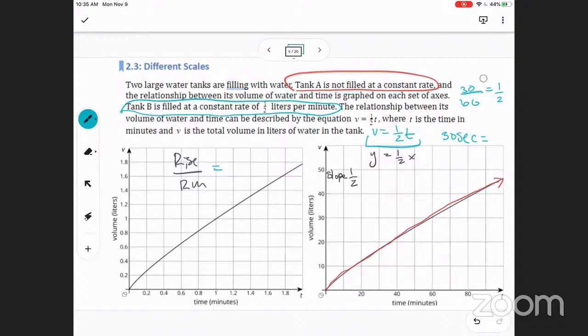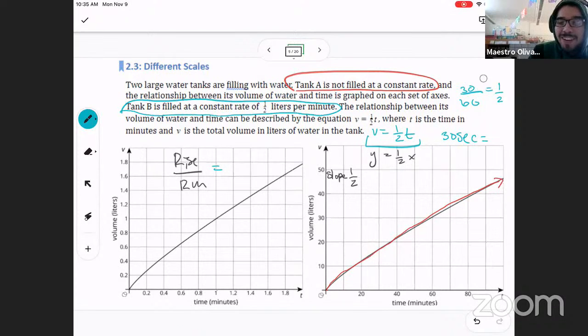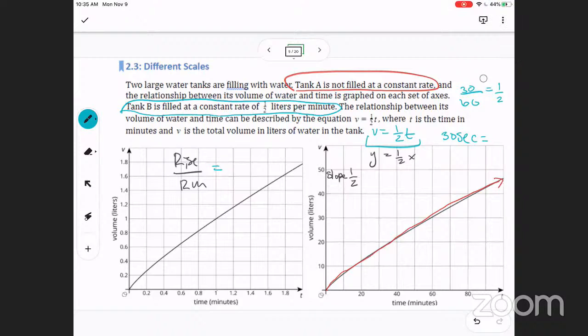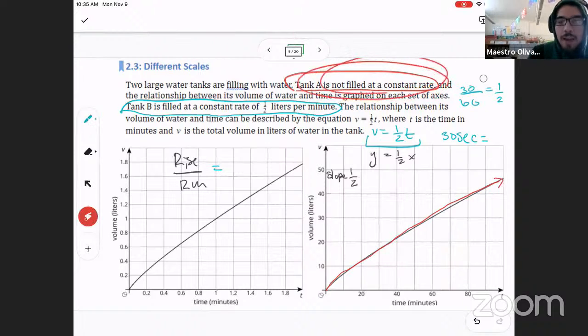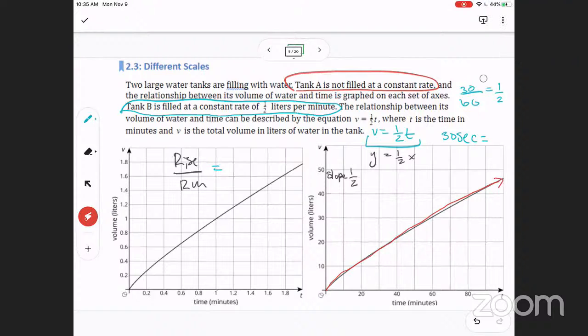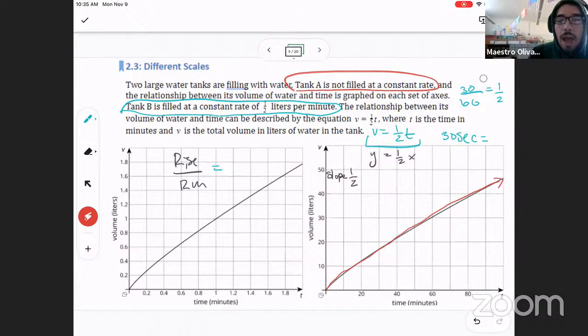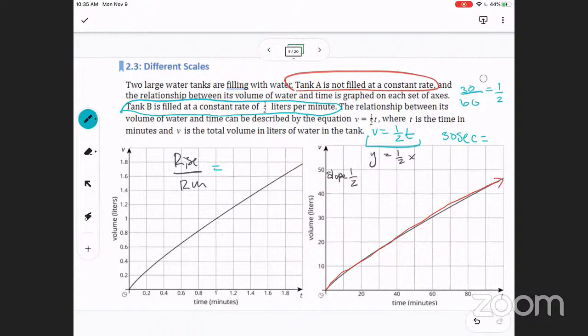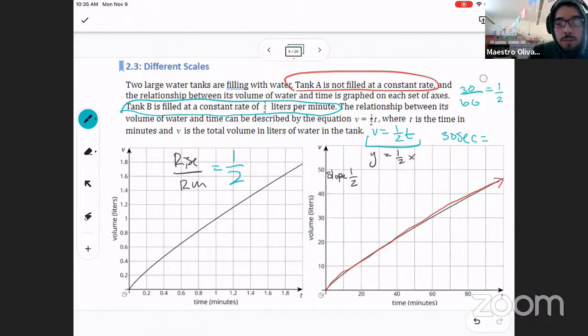I was thinking if you can show them the rise and the run on the red graph. Oh, well, the red graph is not linear. The one on the right? Yeah, the red one. It's not filled at a constant rate, so it's not a linear equation. It looks linear, but I'm going to show them using the blue graph how we can find the slope. So the rise over run is 1/2.